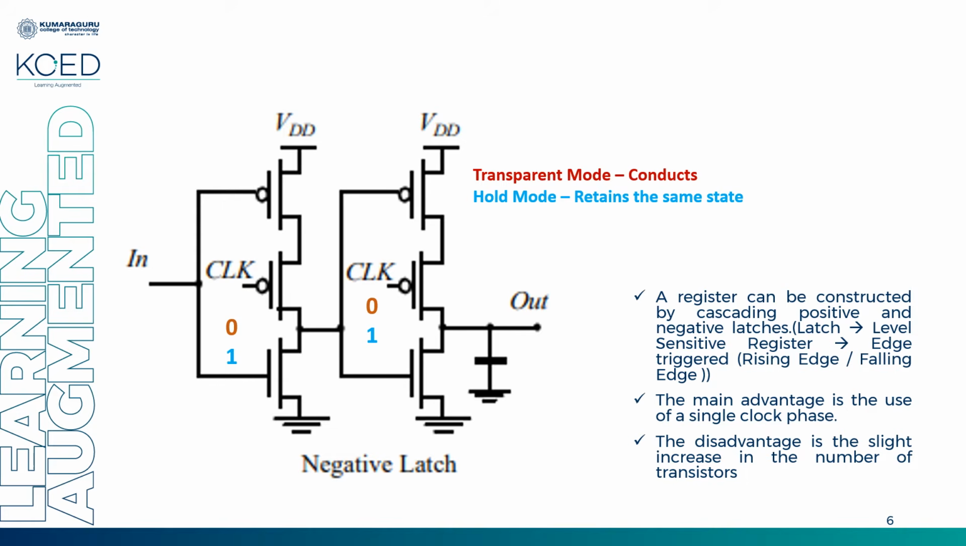So when you cascade both positive and negative latch, you obtain a register. In upcoming slides you will see how to design a register, and you will see a D flip flop, that is a D register, in the last slide. Here the advantage is the clock load is being reduced. The disadvantage is that the number of transistors is a little higher. Practically speaking, when you compare static and dynamic latches, that is static and dynamic registers, dynamic seems to have fewer transistors. In some rare cases, you find the number of transistors being increased.